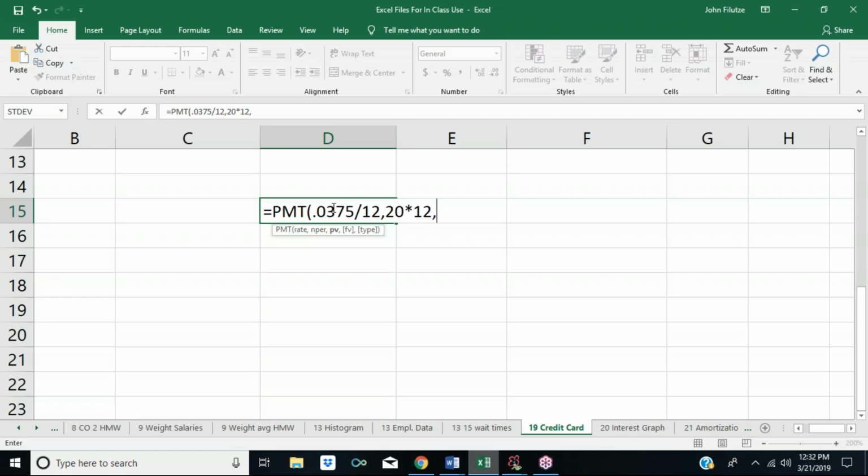And then the amount he's going to borrow. Now we put this in as a negative because it's money that he's spending, right? So it was 92,720.